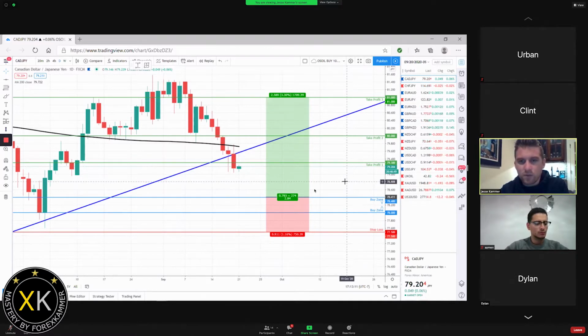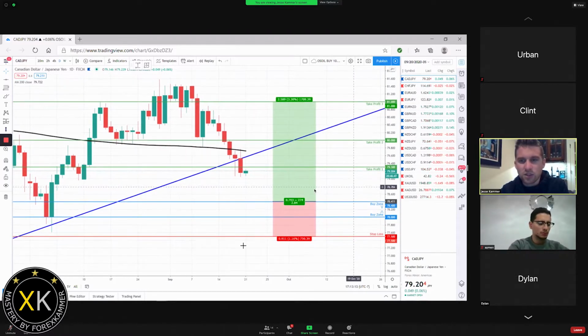So we're being pretty picky on CAD JPY. I'm not going to pull this up on XK. I'm going to only focus on the trades that I think we're going to be able to enter immediately or in the next day or so on XK. So I'm not going to spend a whole lot of time on this trade because we're still waiting on it. I plot these trades out and we could wait a whole week before we see something happen.